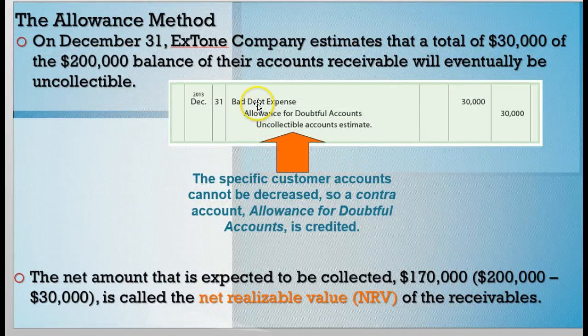So we write this up. We've got a bad debts expense of $30,000. First of the year, we're done with that, and that goes into our allowance. That means that our accounts receivable is worth on the books $170,000 right here.